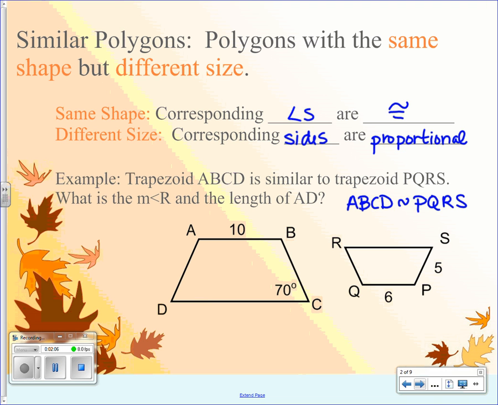So when we look at the question, what is the measure of angle R and the length of AD? Well, let's look at R in our similarity statement. So R is here and corresponds then with angle C here. So we can see from our figure that angle C has a measure of 70 degrees because those are corresponding. We know in similar figures that angles are congruent, so the measure of angle R is also equal to 70 degrees.